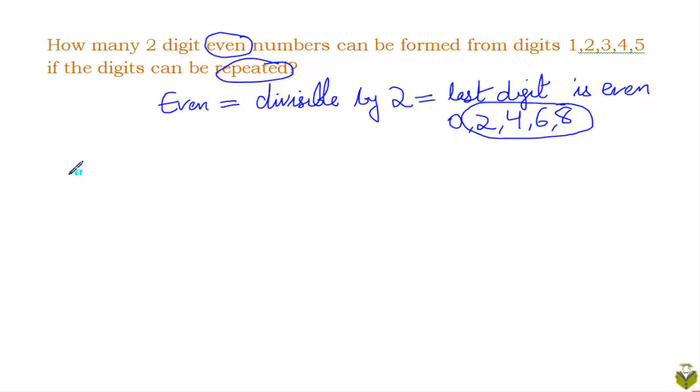I'll give you the choices now. The choices are 10, 8, 20, and 16. The answer actually is 10. So let us look at why that is the case. Look at the solution now.